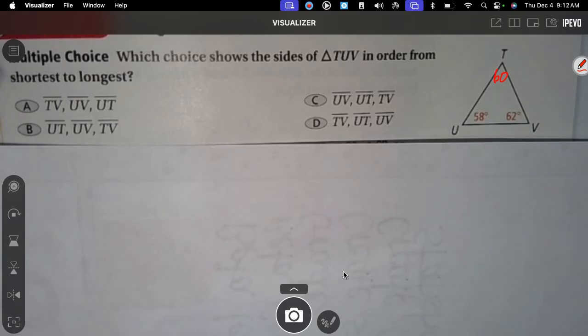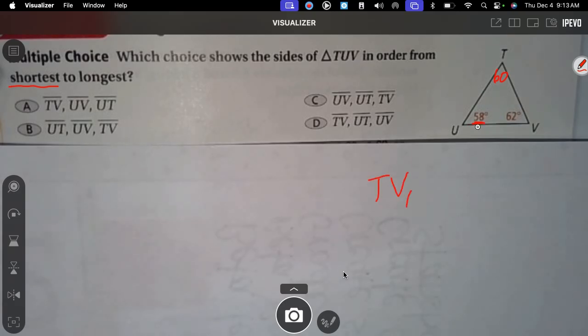What is the shortest side? We're going from shortest to longest. What's the smallest angle? 58. So what's the side that goes with it? TV. Does everybody agree with that? It's TV. That's that side.